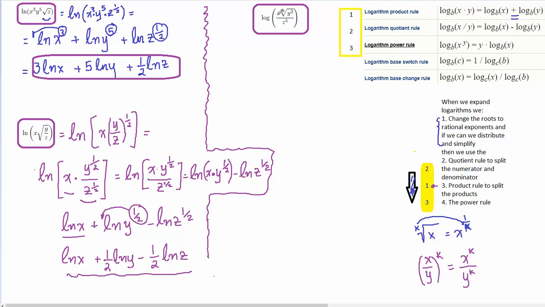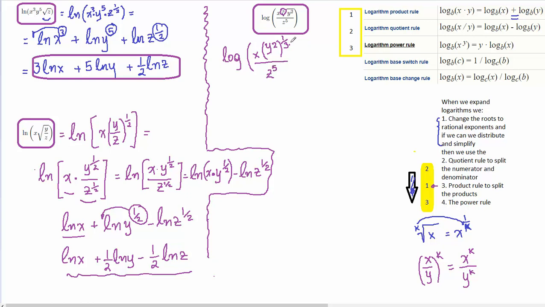Log of x times the third root of y squared divided by z to the fifth. So I will simplify first of all the root. This root is a third order root. So this will change, and I will have y to the second to the 1/3. So I'm going to change the radical right here into a rational exponent, and this will go to the denominator of the exponent, as you can see, divided by z to the fifth.